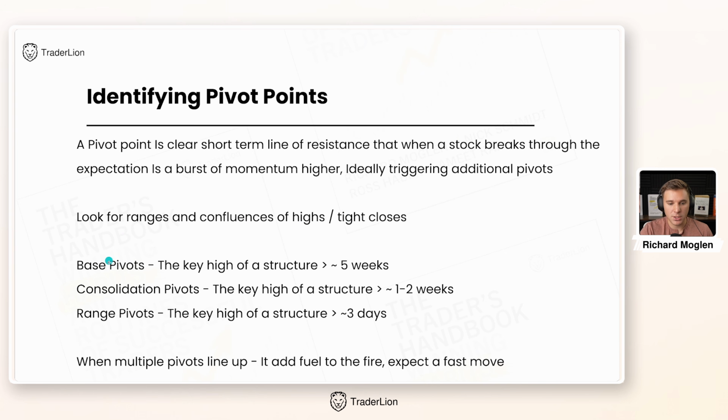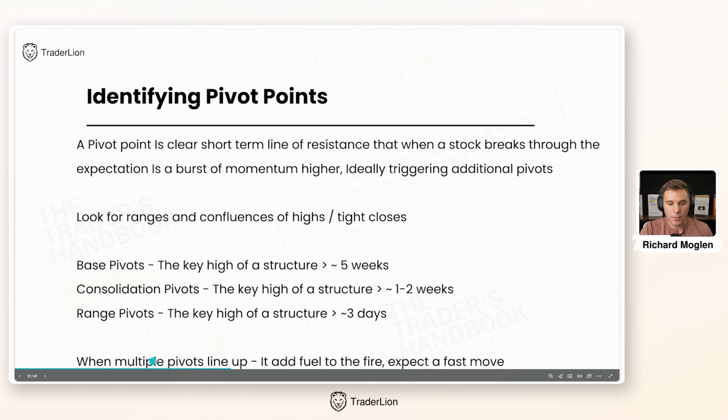There are a couple different types of pivots. A base pivot is the traditional one that we talked about. It's the actual high of the base. A consolidation pivot is a shorter-term consolidation within a base potentially, where it's not as long as a base, not a few weeks long, but maybe 1 to 2 weeks of tightness. This is what Ross Haber really likes to look for. And then range pivots are even shorter. They can be as short as 1-2 days, but go out to about a week in length, I would say, is what defines a range pivot.